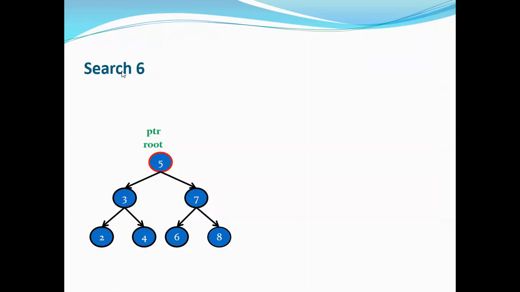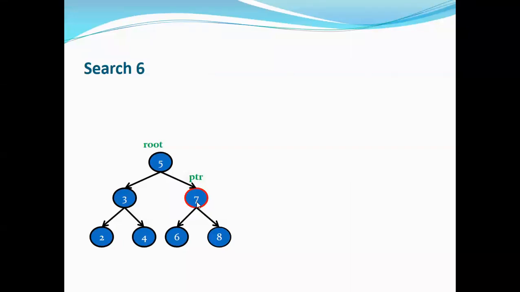For example, suppose let us search for 6. The root node, or the PTR node, is node 5. So first we will compare 5 and 6. Since 6 is greater than 5, we will update our PTR. Now PTR will become the right child of node 5, and the right child of node 5 here is 7.